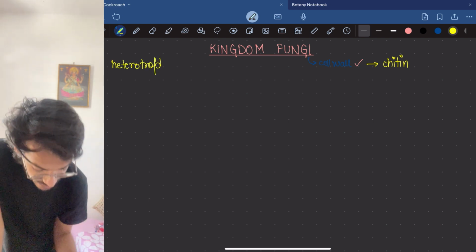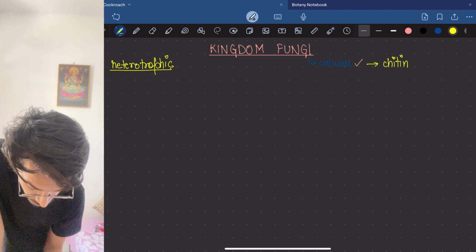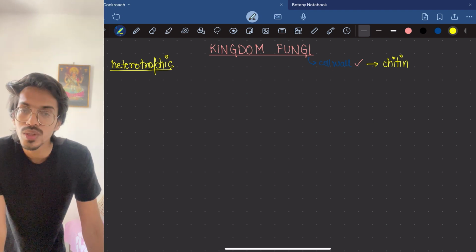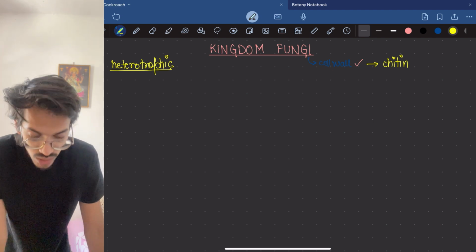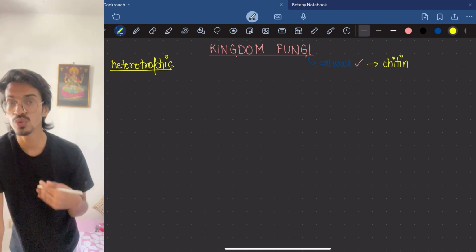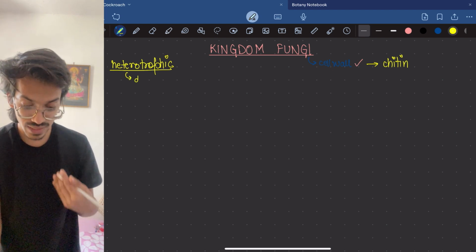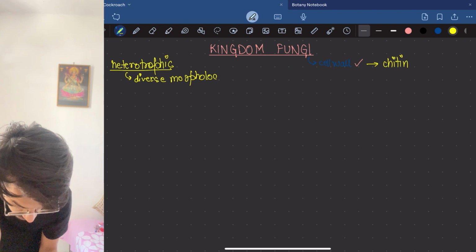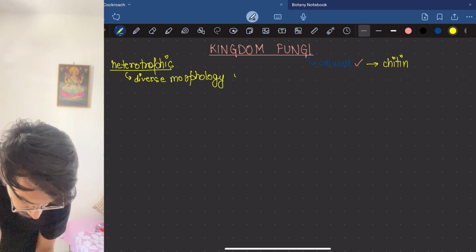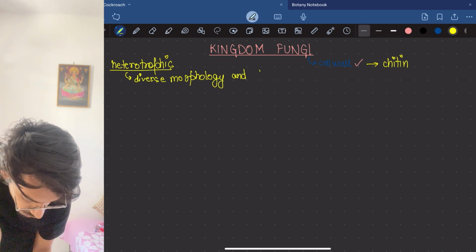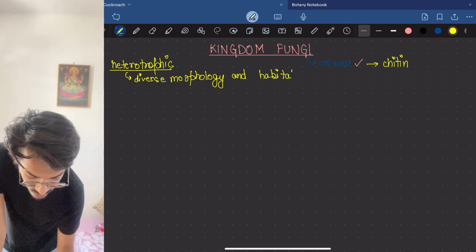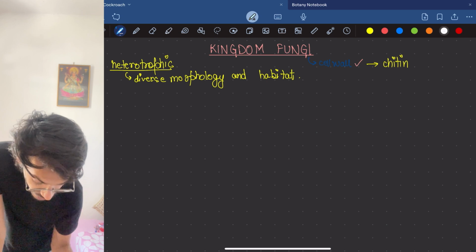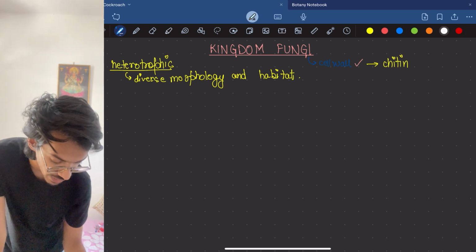The next thing is that they are heterotrophs. When I'm saying that they are heterotrophic organisms, it means they can't make their own food, they are dependent on other organisms, and because of that they show diverse morphology, how they look externally, and diverse habitat where they are living. Now let's try to understand this with the examples given by the NCERT.